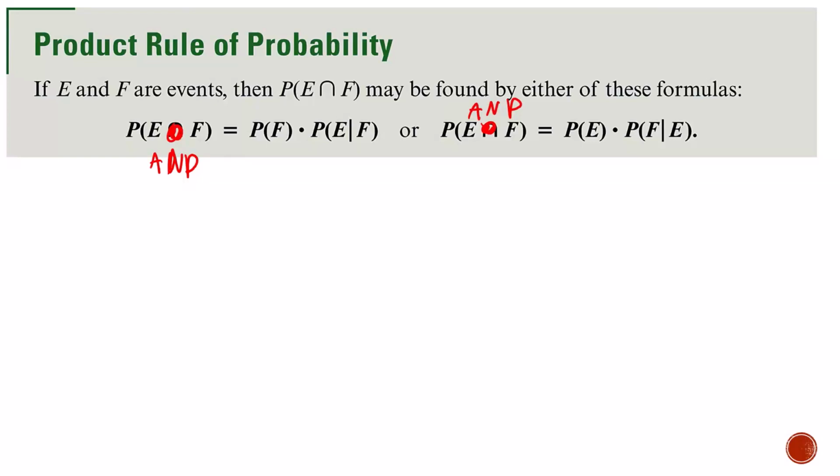So this is saying, what's the probability of two events happening? Well, it's the probability that one of those events happens, then you multiply by the probability of the second event happening, knowing that the first event occurred. Think about that.